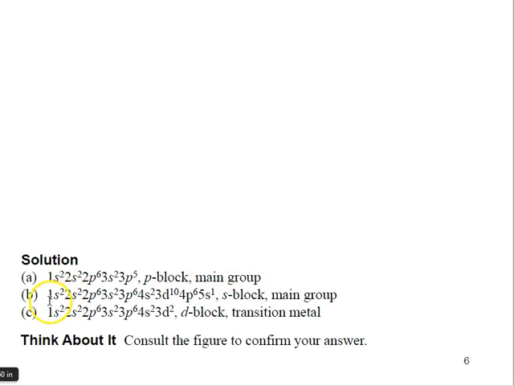All right, let's look at B. 1s2, 2s2, 2p6, 3s2, 3p6, 4s2, 3d10, 4p6, 5s1. Ends in S. It's in the S block. Also a main group element. And if we add all of these up, it should add up to 37. And in part C, we have 1s2, 2s2, 2p6, 3s2, 3p6, 4s2, 3d2, ends in the D block, and that's actually a transition metal. All of those that end in the D area, that transition metal area, is the D block.